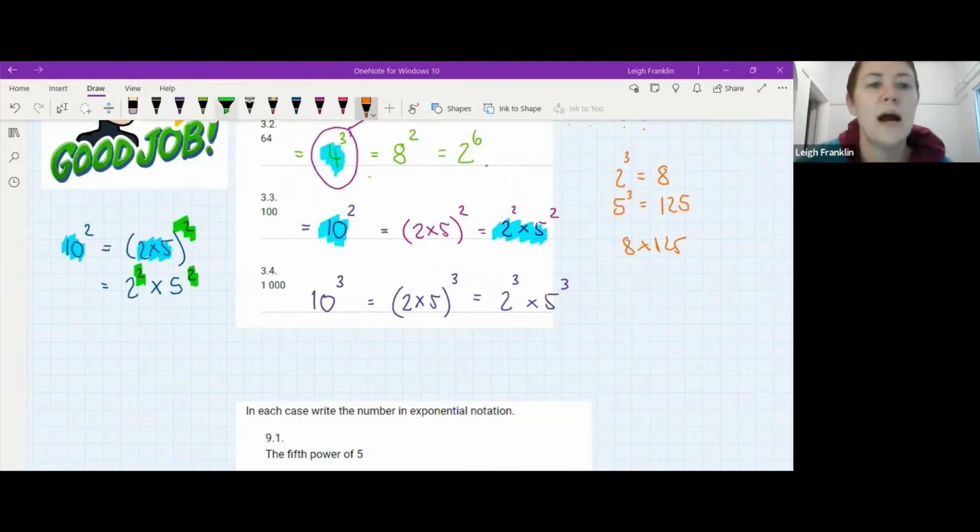You're going to see when you go to high school, being able to split numbers up like this is going to be really, really, really important to you.